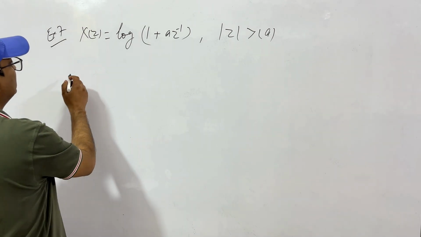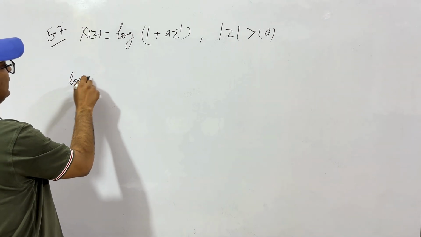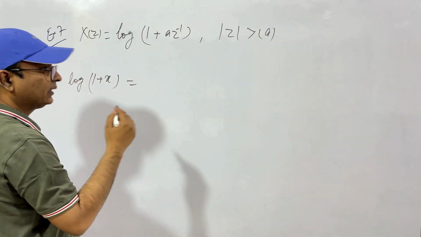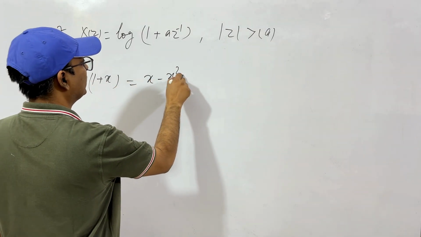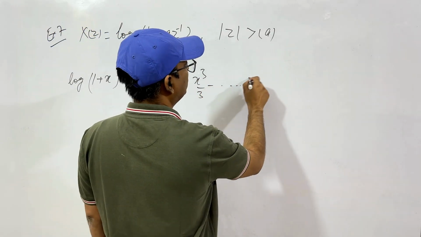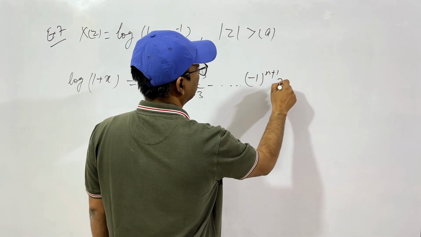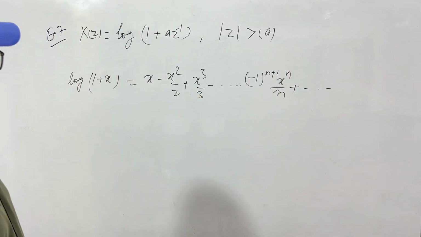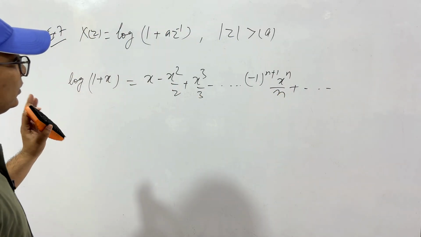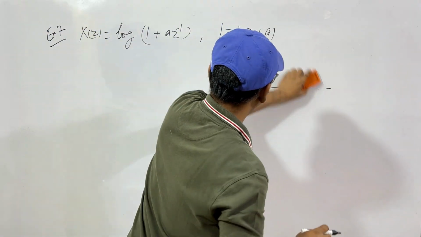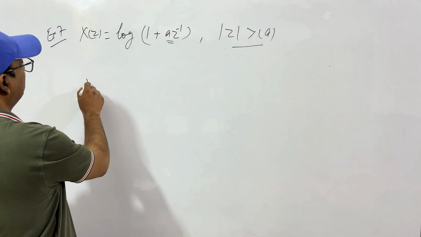How can we find it? See, log of 1 plus x from the power series, if you know the expansion using Taylor series, comes to x minus x square by 2 plus x cube by 3 minus, and so on, up to minus 1 to the power n plus 1, x to the power n by n, and so on. This is the power series, actually the Taylor series. So we'll expand this like this.